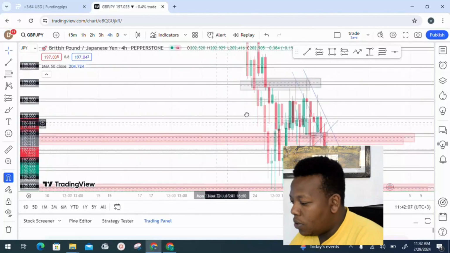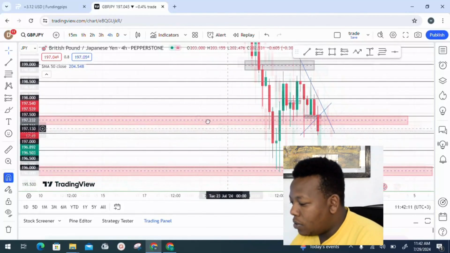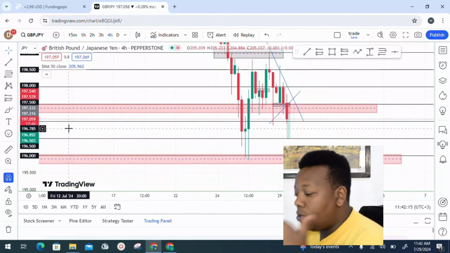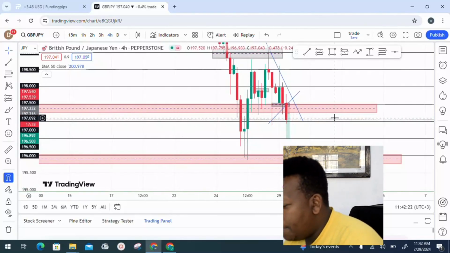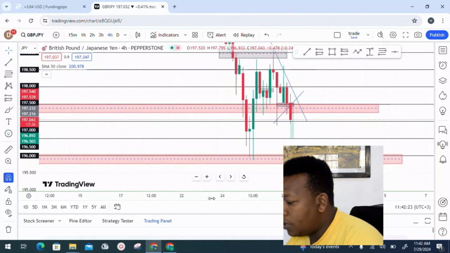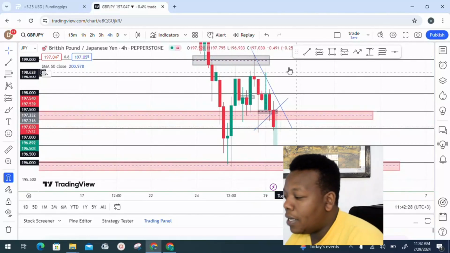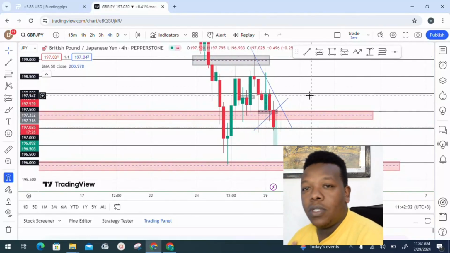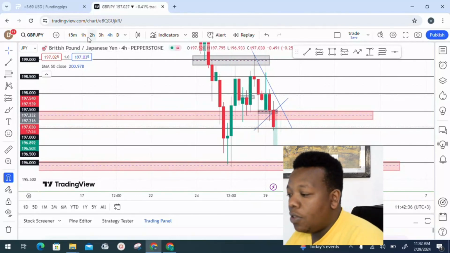This is a 4 hour zone, and as you can see, the market has broken the zone below. For higher time frames, the zones are usually stronger compared to lower time frame zones. So you can see the market is really printing strong bearish candles. Considering the fact that the market is still on a downtrend, we should be having an easy opportunity to get more selling opportunities as compared to buying opportunities.